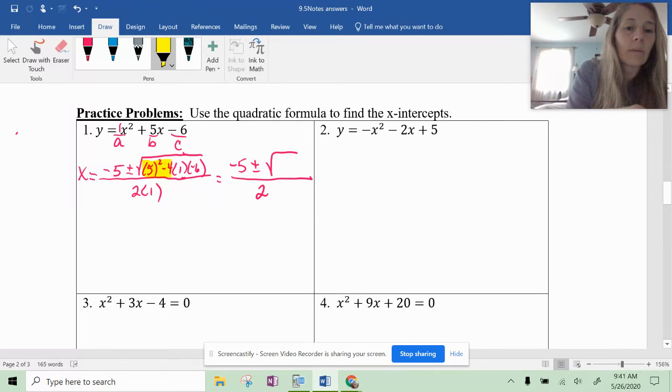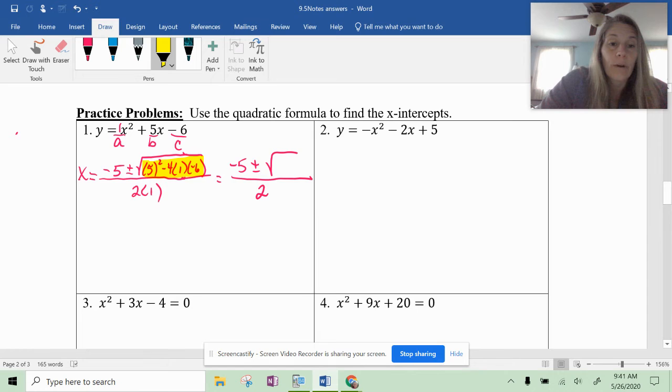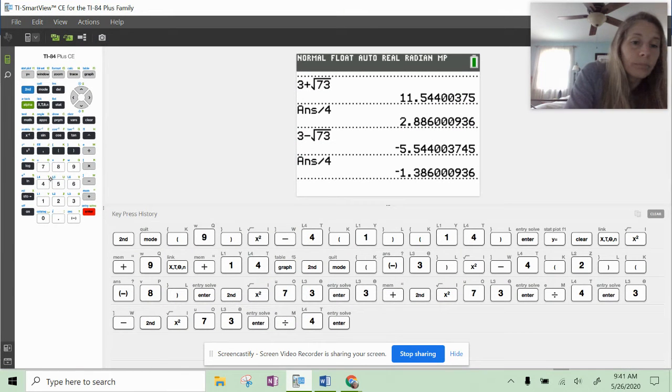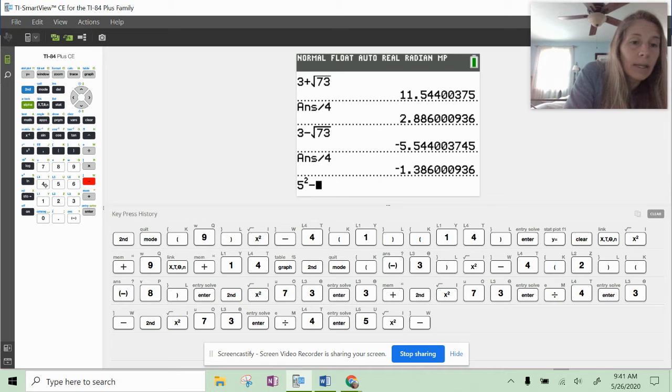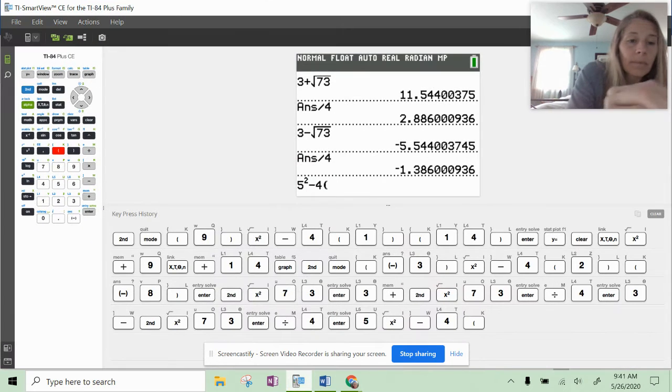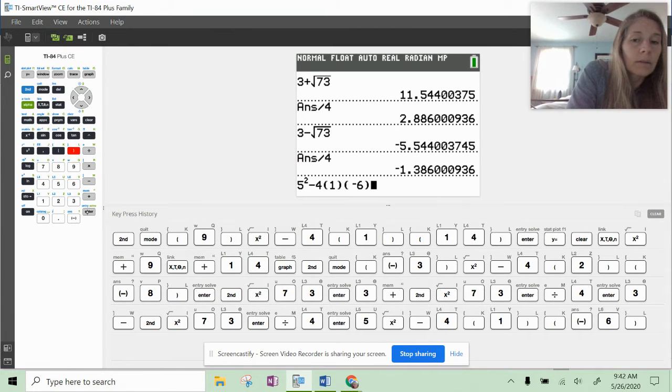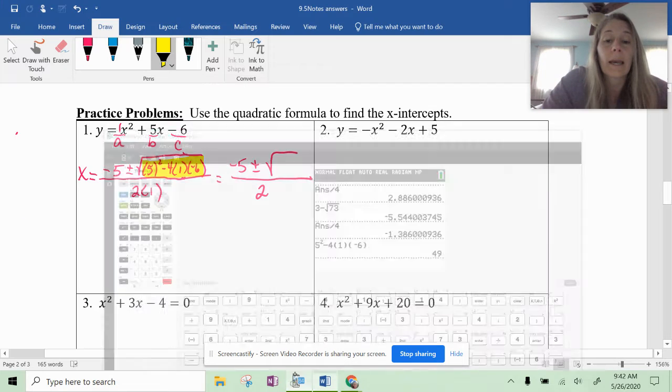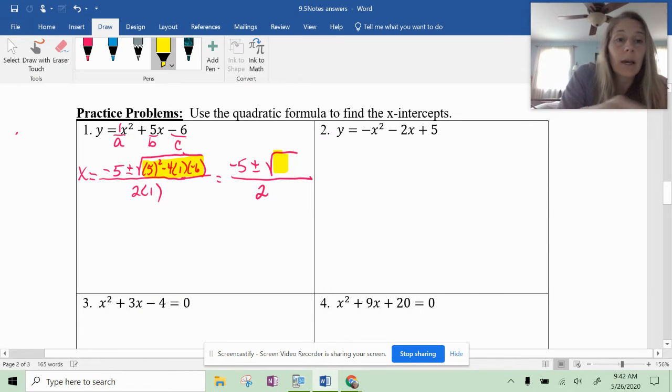And I'm going to focus on my discriminant here, which is the number inside the radical. So 5 squared minus 4 times, what else did I have there? 1 and negative 6, right? Times positive 1 times negative 6. And we have a 49 in there. Now 49 is nice because that is a perfect square.